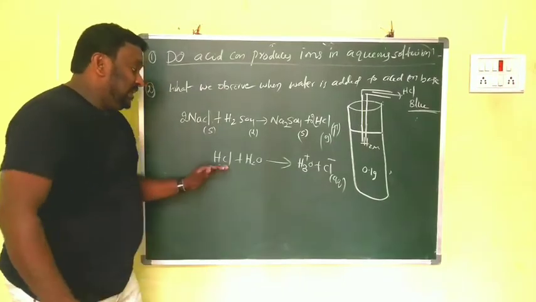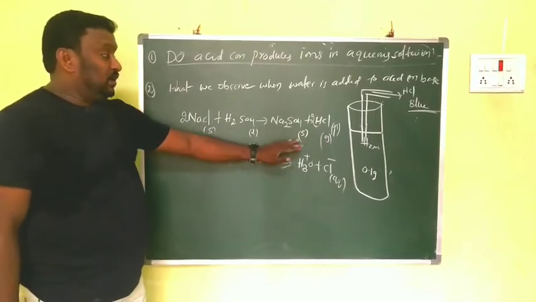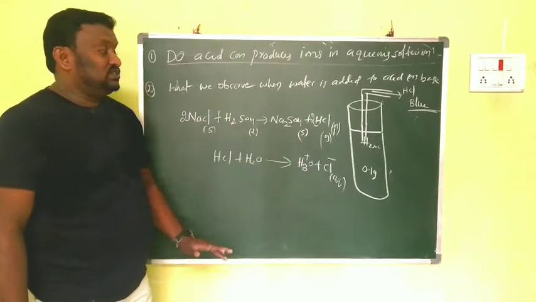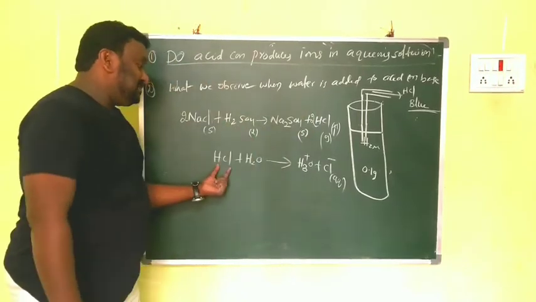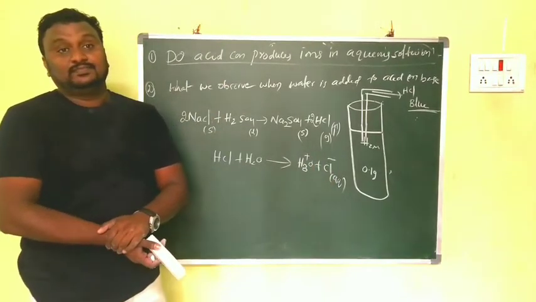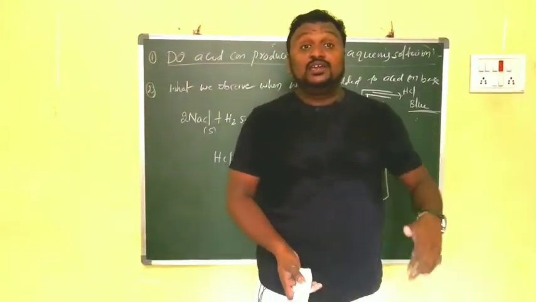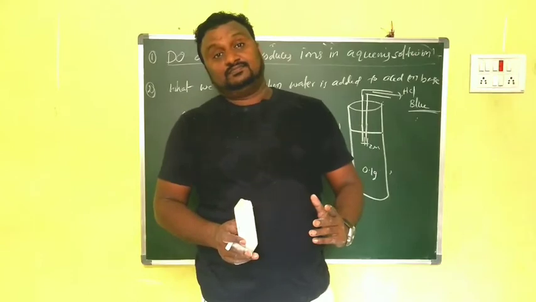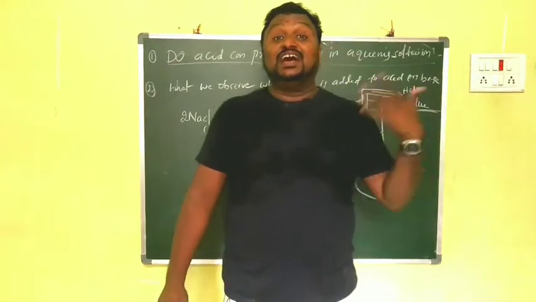Clear? If dry HCl is added to H2O, this is why I am saying dry HCl: it is not an aqueous solution. So dry HCl can never be an acid. HCl plus H2O gives rise to H3O+ plus Cl-. That means in the presence of water only, HCl dissociates, separating into ions. Clear? That's why only in this case should this HCl be taken as an acid.